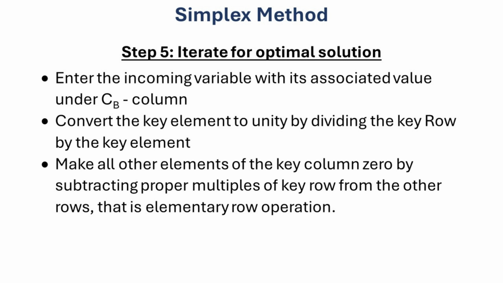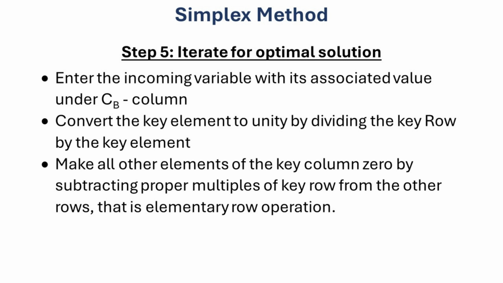Then next is convert the key element to unity. We'll have to convert the key element to unity, that is 1, by dividing the key row by the key element. Obviously, our key element is 3. So we'll divide the entire row by 3. Now the key element is 1.